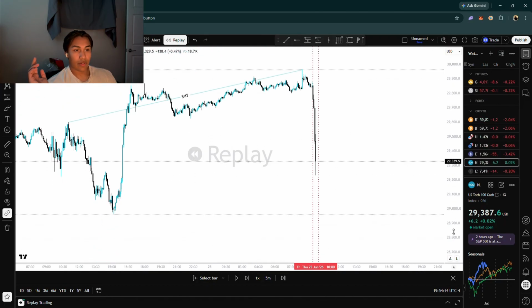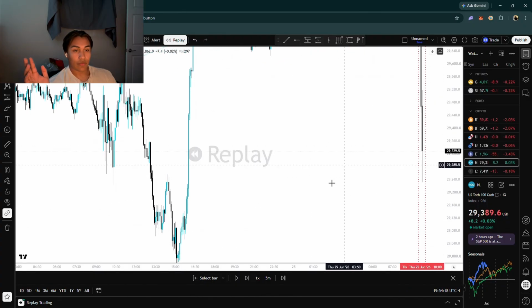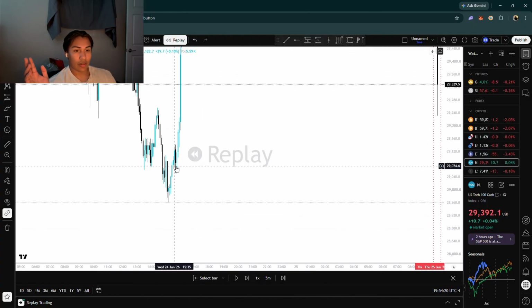Okay, we're going to pause right there. We're also going to look for good demand zones for this time zone. Now, you could honestly go two ways. So this is what I saw. I saw this one right over here, but I also saw this one right over here.